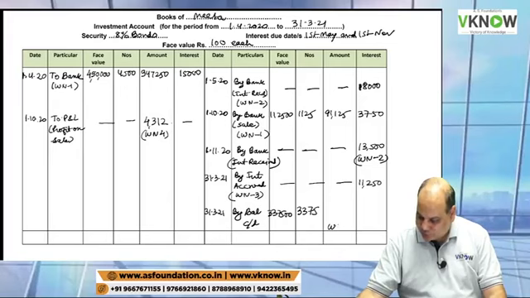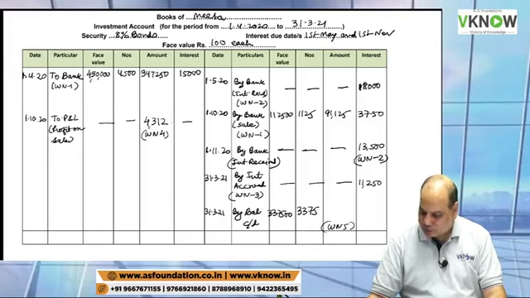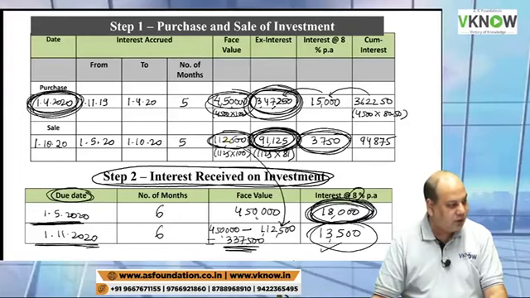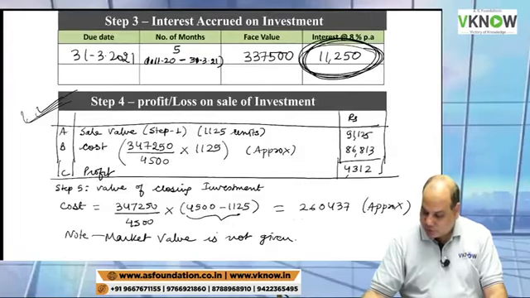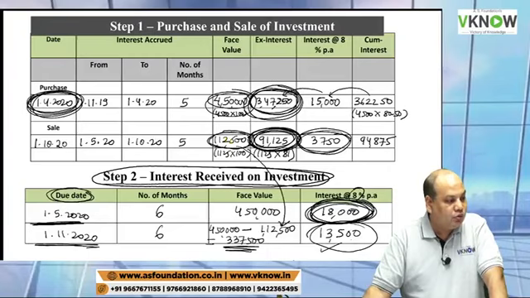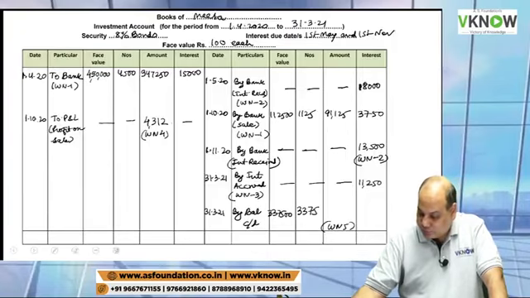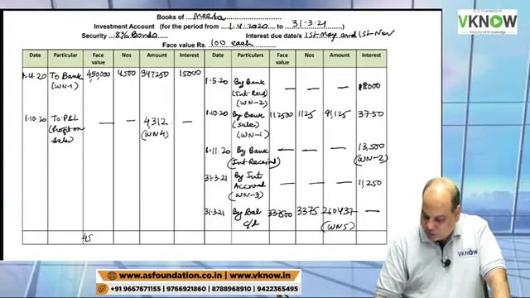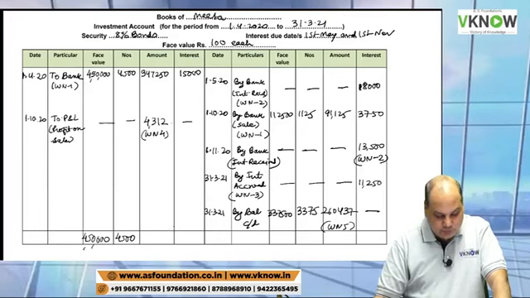working note 5, closing investment value. Please come to closing investment value on the screen below. Can you see 260437? So this completes your answer. Just tell me whether all columns are tallying. This completes only the bonds part.